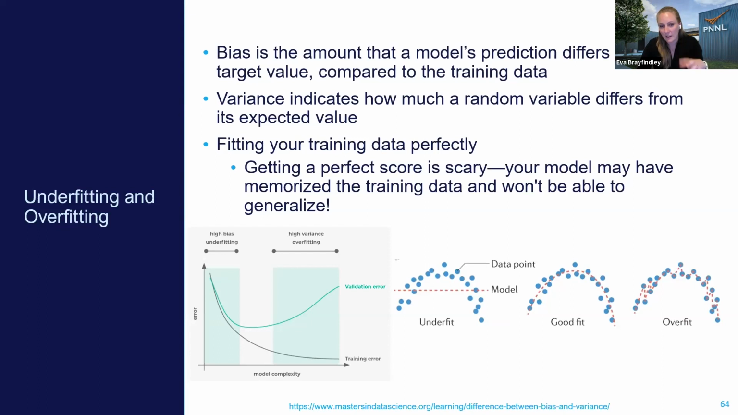So to talk about underfitting and overfitting, I've got some examples down at the bottom of the data points, what underfitting looks like and what overfitting looks like. Fitting your training data perfectly, if you get 100% accuracy, you should be a little bit suspicious. A perfect score is a little bit scary. Your model may be so overfit that it does perfectly on your training, and then you try to use it in the real world and it falls apart completely.